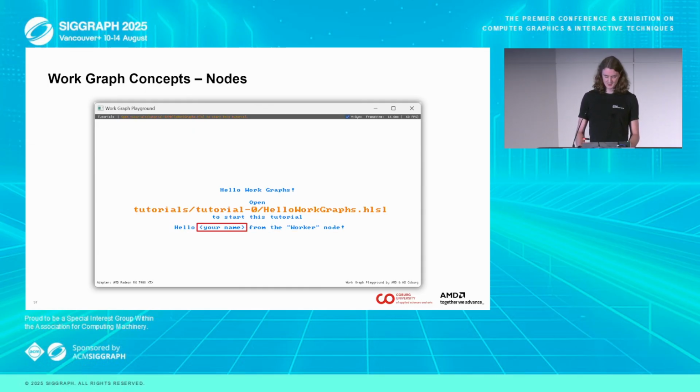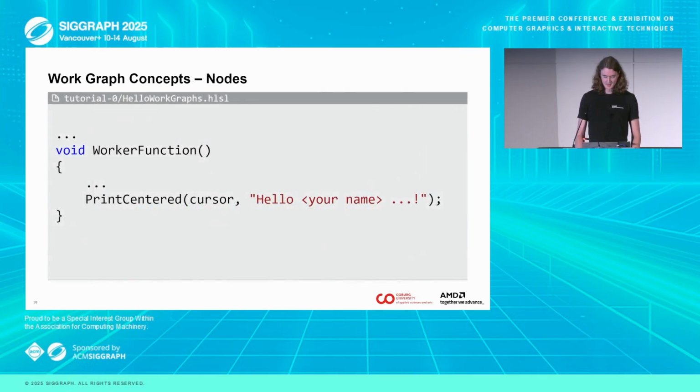But still there is some template code remaining. It just says hello your name. That's not very nice of the worker node to just be greeting us with this generic message. So let's see how we can change this. If we go back to the Hello Workgraphs HLSL file further down below in the worker function, you will find this line where it says print a center text, and you'll find the message that we saw on screen with hello your name. So you can also go in here and change it to your name. Obviously, I don't know your names, so just say hello SIGGRAPH 2025.